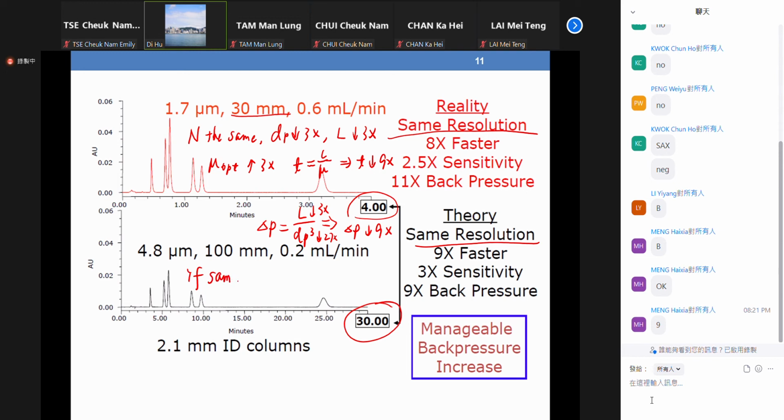If n is the same, how can we know the sensitivity? If n is the same, the height is no longer proportional to the square root of n, it is proportional to 1 over L. Because L decreased by 3 times, the height increased by 3 times. That means sensitivity increased by 3 times. So this is how it gets this here. I hope you follow it. Any questions? Okay, then we move on.